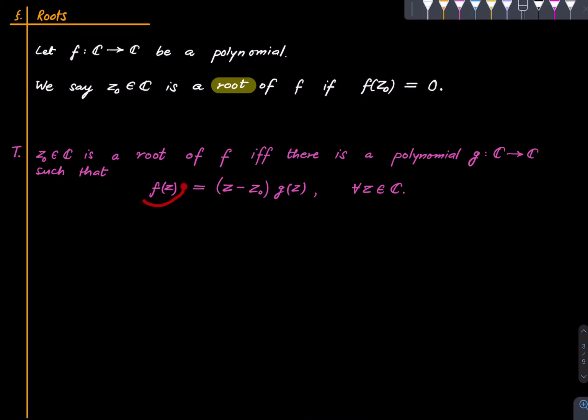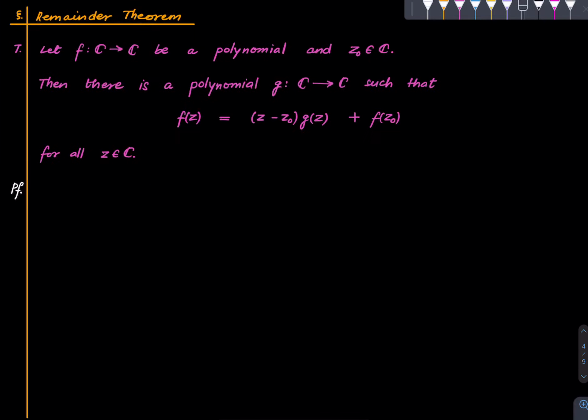Basically, this is the polynomial coming from z0, and this is some polynomial. And clearly, if f(z) is equal to that for all z, then it is clear that z0 is a root of f, because f of z0 is what? F of z0 would then be z0 minus z0 times some number, which is 0. So if this is the case, then clearly z0 is a root of f. For the converse direction, we have a more general statement that we will look at. The converse direction is that if z0 is a root of f, then you can find a polynomial g such that this happens.